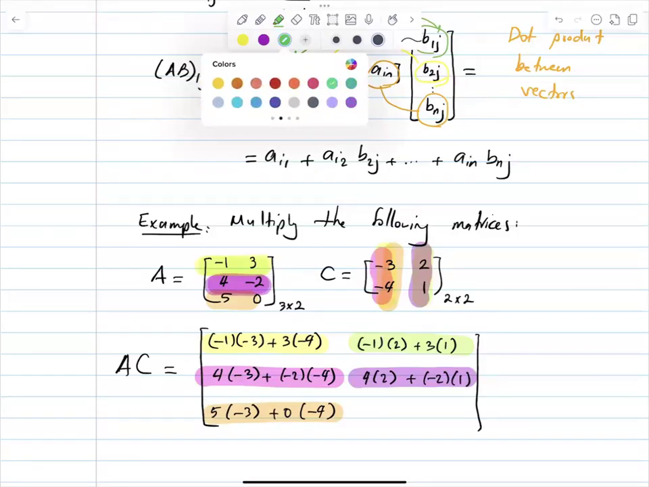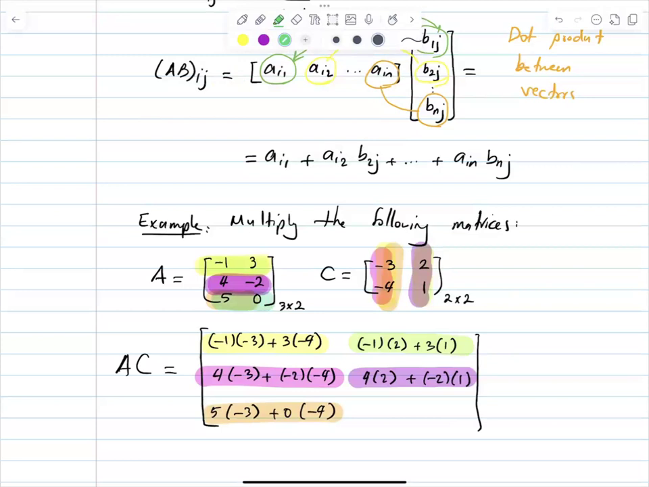Okay, let me use this color. 5 and 0 is multiplied by 2 and 1. We're going to write this down here. So I have 5 times 2 plus 0 times 1. Now we can do the computation.